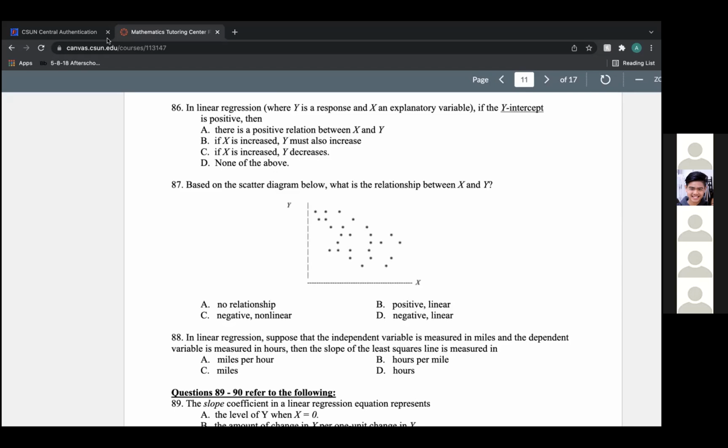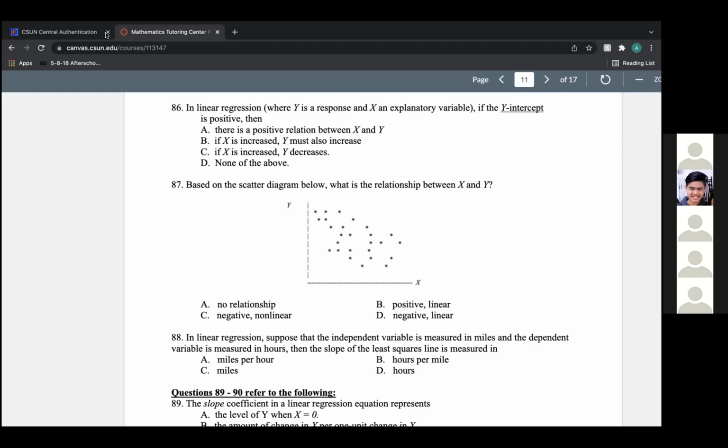Wait, why? The y-intercept is just where it crosses the y-axis. It's the slope that tells you how one changes as the other changes. As I move this way, 1, I go up 3, and my slope is 3. The y-intercept can be positive, negative, anything. There's no connection between how x and y change in relation to each other. The answer is none of the above.